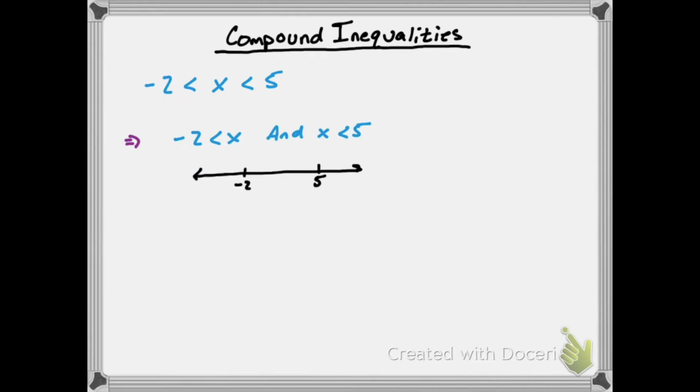If we plot them both on a number line, we'd have open circles at -2 and 5, and we'd shade the area in between because x has to be between them. And we'd write the interval for the solutions as -2 to 5 with parentheses.